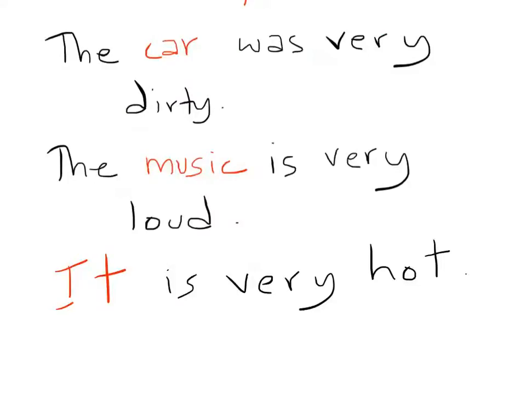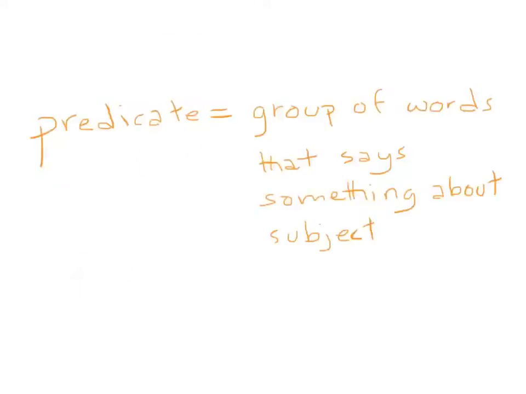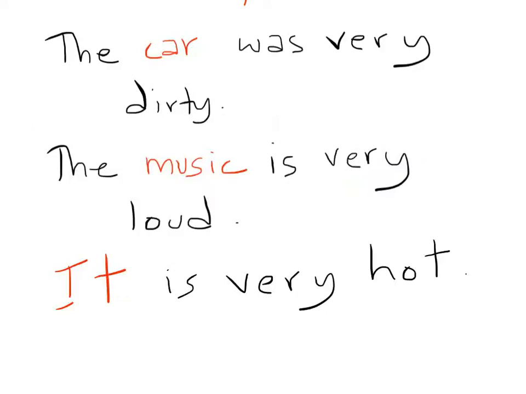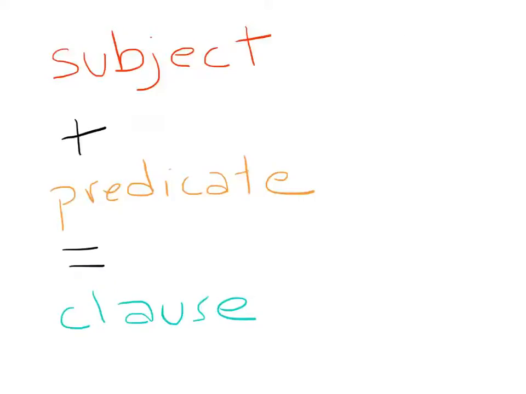And as you can see, the subject and verb are generally essential for a complete sentence. This part of any sentence which says something about the subject is known as the predicate. Together, a subject and a predicate form what is known as a clause.